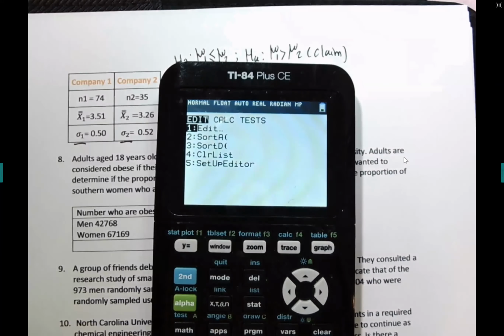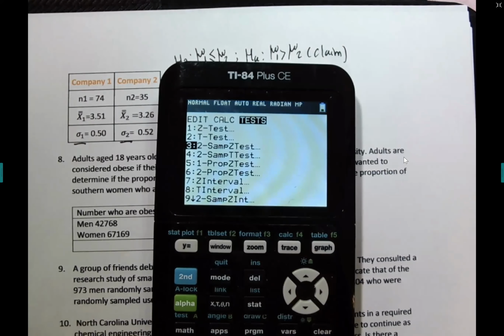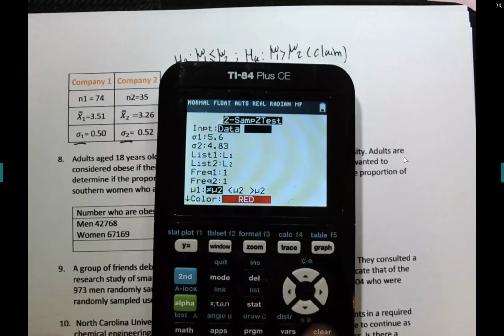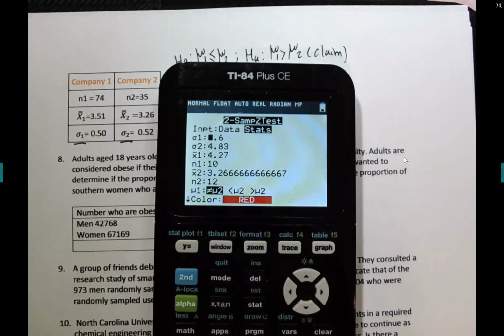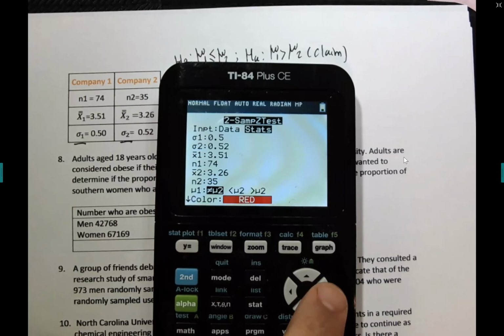Stat. It's number 3. It's summary. Okay, sigma 1, first thing, 0.5. Sigma 2 is 0.52. X1 bar, 3.51. N1, 74. X2 bar, 3.26. N2 is 35. And we need to check that the first cable company has a higher rating than the second, so greater than.